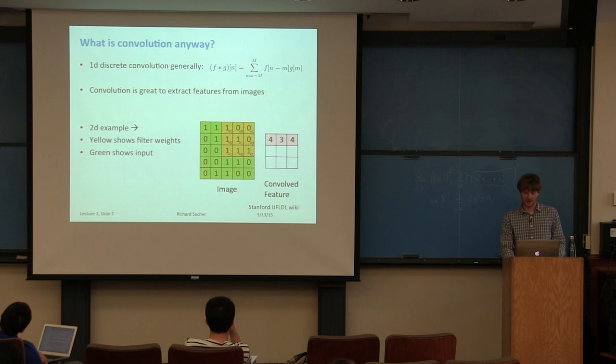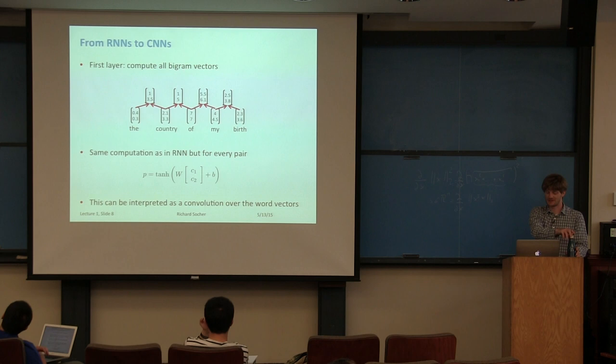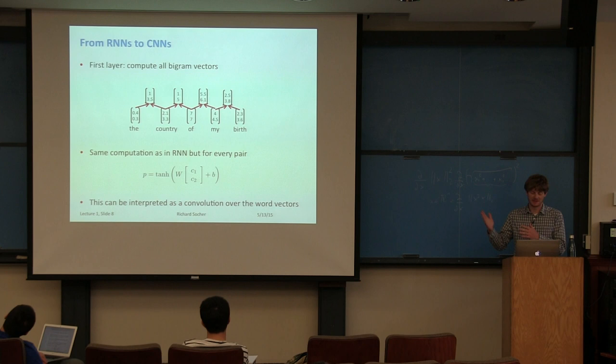All right. So, of course, we don't necessarily start with two dimensions in natural language processing, right? We usually have one vector representation for each word. But instead of having the RNN here compute only bigrams for my birth and the country, and later on compute longer phrase representations, what the first layer of a convolutional neural network would do is just compute a possible representation for every single bigram in the first layer.